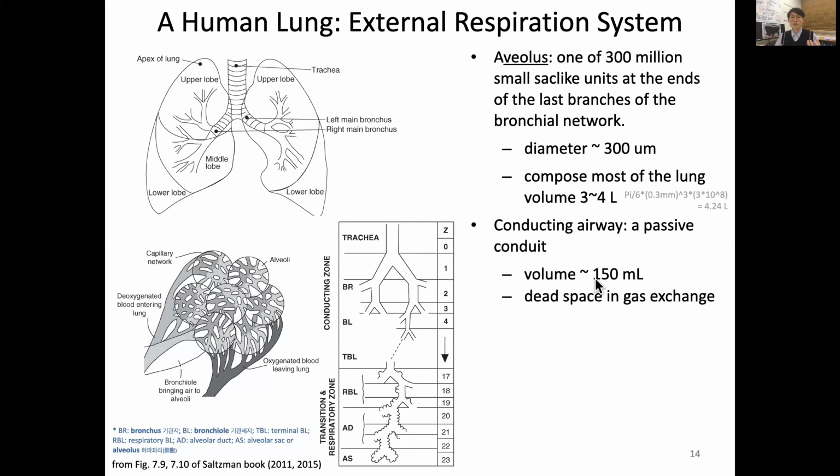And what does that do in terms of gas exchange? No, it doesn't do anything for gas exchange. So sometimes we call this airway space dead space. We'll get back to this again.